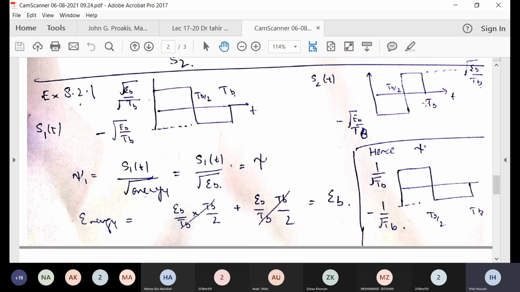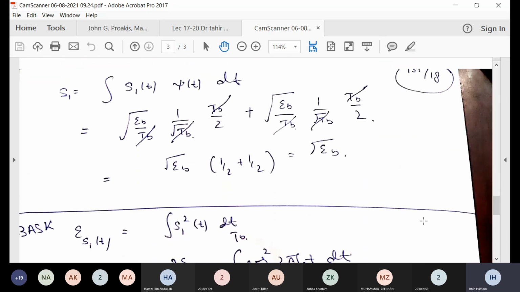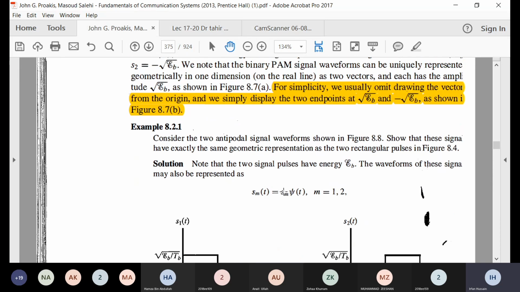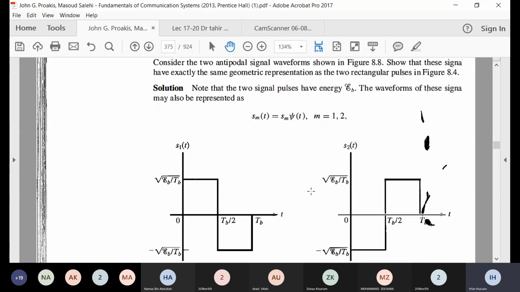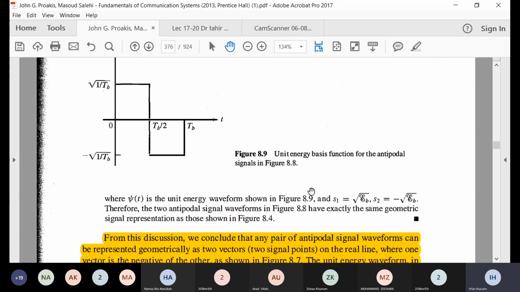And you can also calculate for S2. You can very well see that if I project S2 onto this, it will come out to be minus under root Eb. So under root Eb and minus under root Eb will represent our signals, and it will be the same representation as the representation of the previous antipodal signals. The same representation we will get after representing these two signals. And S1, S2 again come out to be under root Eb and minus under root Eb.